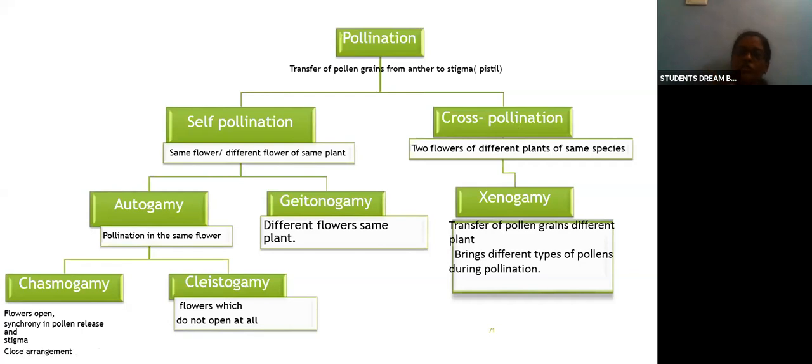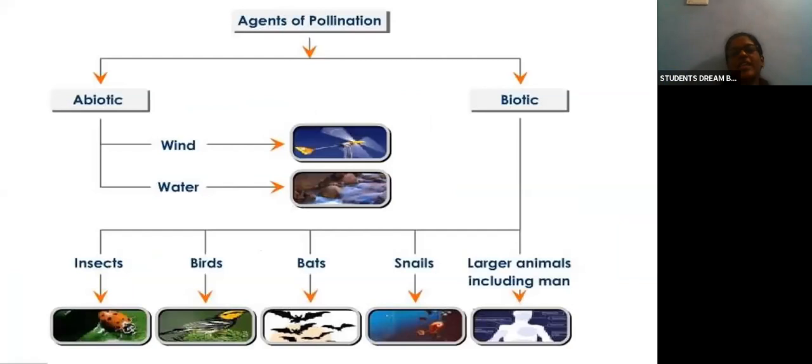Okay, so pollination is of two types, self pollination and cross pollination. In self pollination we have autogamy and geitonogamy, and in autogamy we can see chasmogamy and cleistogamy. In cross pollination we have seen xenogamy. Clear? Okay. So next is agents of pollination.